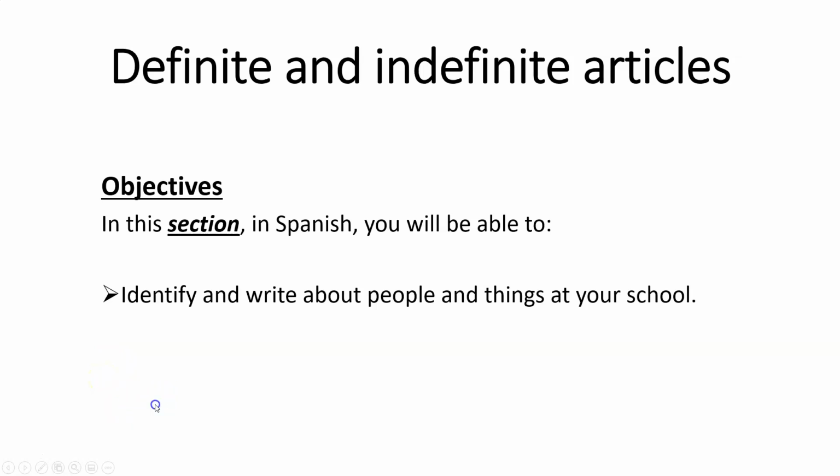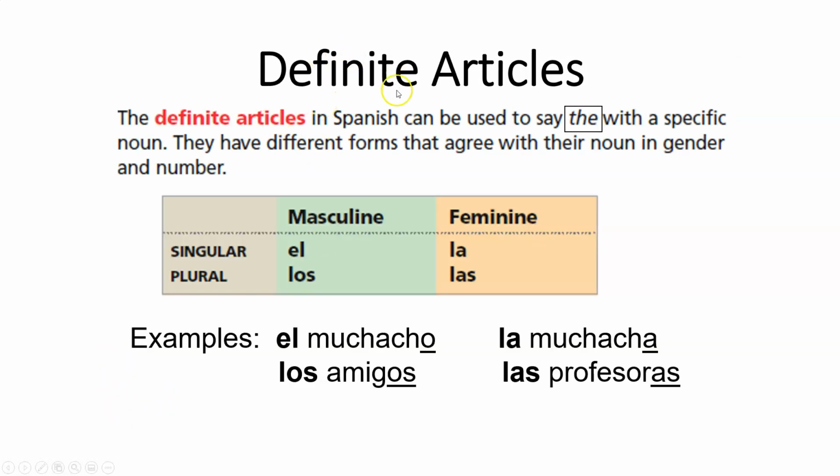All right, and let's continue. So, definite articles. You use them to say the word the in Spanish, but they have different forms that agree with their noun in gender and number. So depending if the person, place, or thing is male or female, or if it's one or more, right, singular or plural, there are four ways to say the word the in the Spanish language. We have el, la, los, and las, and all four mean the.